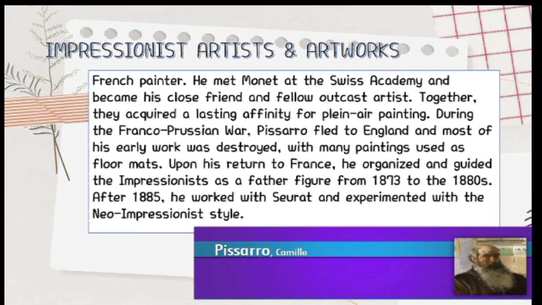During the Franco-Prussian War, Pissarro fled to England and most of his early work was destroyed, with many paintings used as floor mats. Upon his return to France, he organized and guided the Impressionists as a father figure from 1873 to the 1880s. After 1885, he worked with Seurat and experimented with the Neo-Impressionist style.